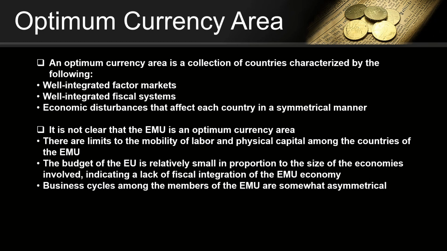In the case of the EMU, there seems to be less evidence that it constitutes an optimum currency area. First, despite the fact that the EMU is a subcomponent of the EU, which is in turn a common market, both labor and physical capital are less mobile among the countries of the EMU than in the United States. Second, the budget of the EU is relatively small in proportion to the size of the economy involved. This indicates a lack of fiscal integration of the EMU economy. Third, business cycles among the members of the EMU are somewhat asymmetrical, with the potential of one country experiencing an expansion while another experiences a contraction.